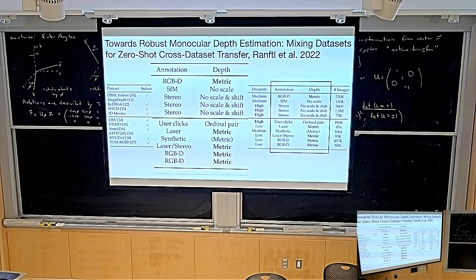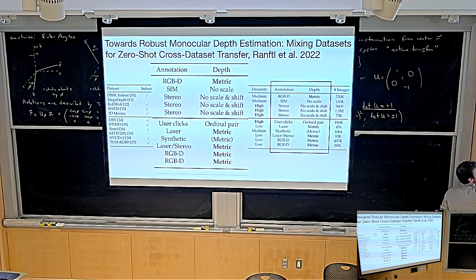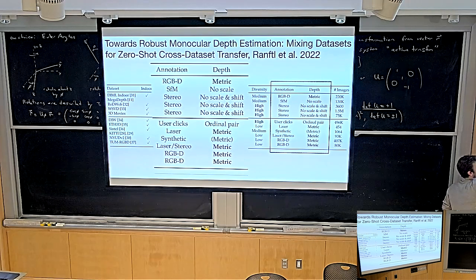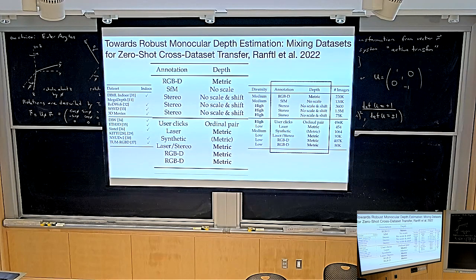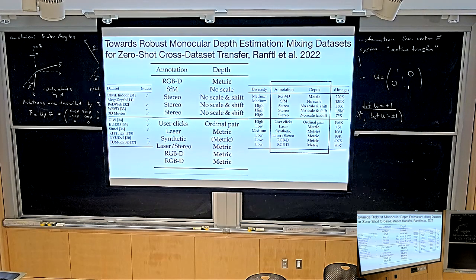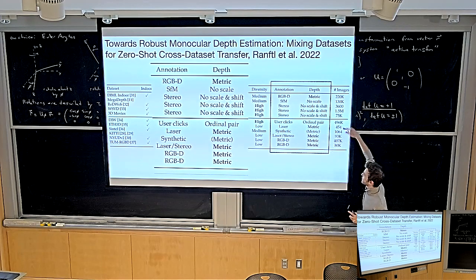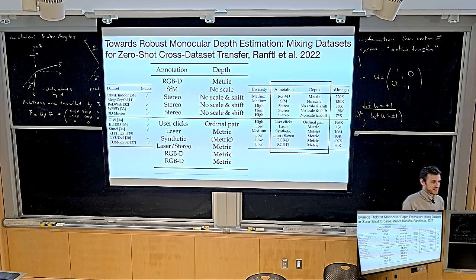So long story short, these were the data sets that this paper proposes to train on, because these are rather big. You can see on the left side the number of images is pretty big here, 220,000, 130,000, 1.5 million, really big, but none of them are metric, or very few of them are metric. And on the bottom, these are all the ones that are metric, and they want to use these as the test set, because for the test set you want to benchmark with metric depth.